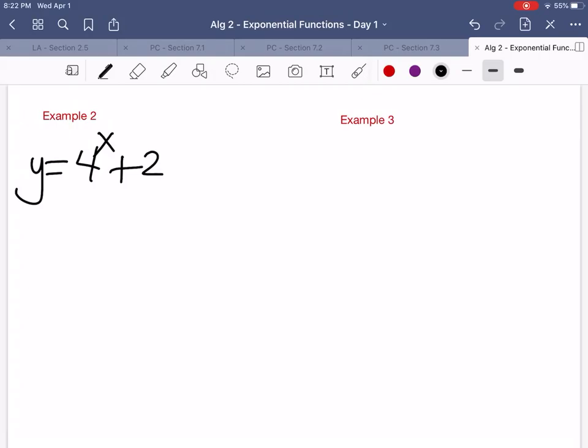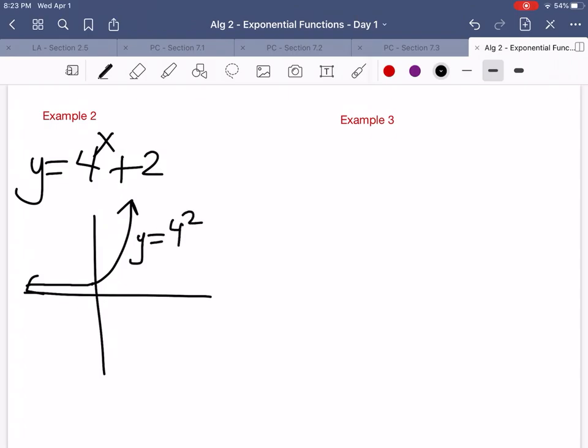So if I were to go ahead and do a table, I would get a graph that pretty much looks like this. It's going to go through 0, 1, if I was just doing y equals 4 to the x, and so that would be here. So this would be like y equals 4 to the x. It kind of looks like 2 to the x, but you don't really notice the difference because we don't have any points on here.